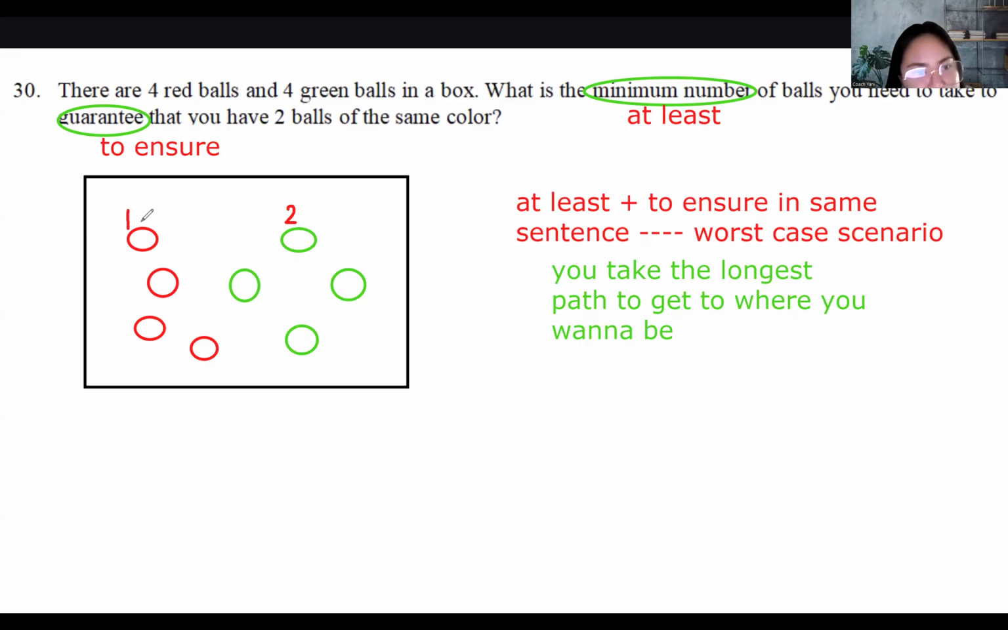Let's use color blue. If you get this, first draw, you get this one. Do you have 2 balls with the same color? No, right? If you get this second one, you would have 2 balls of the same color now. And that only took you 2 tries. So this is not the answer because this is not the longest path. Okay? So what would you do? If you take one red, the next one that you will take, you have to assume the worst, which is going to be green.